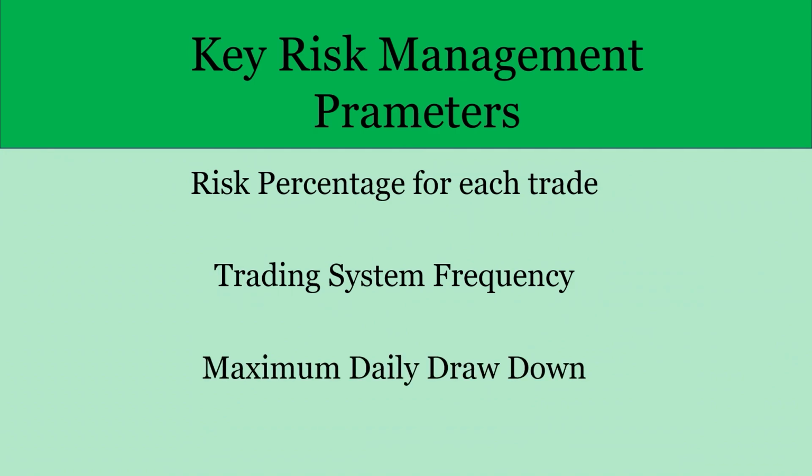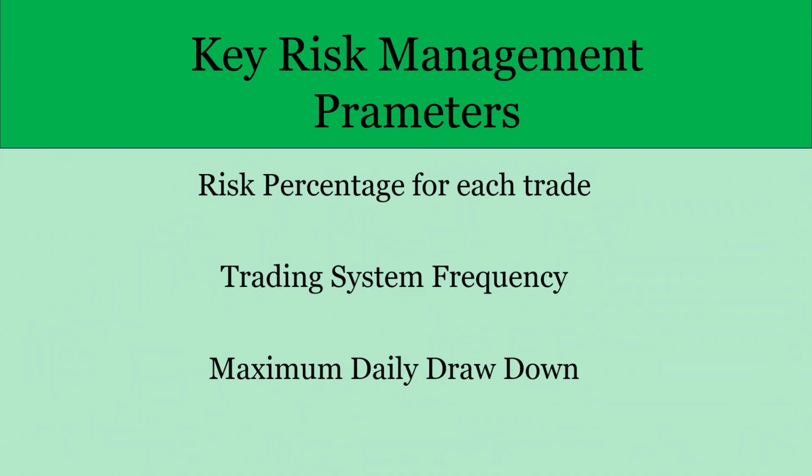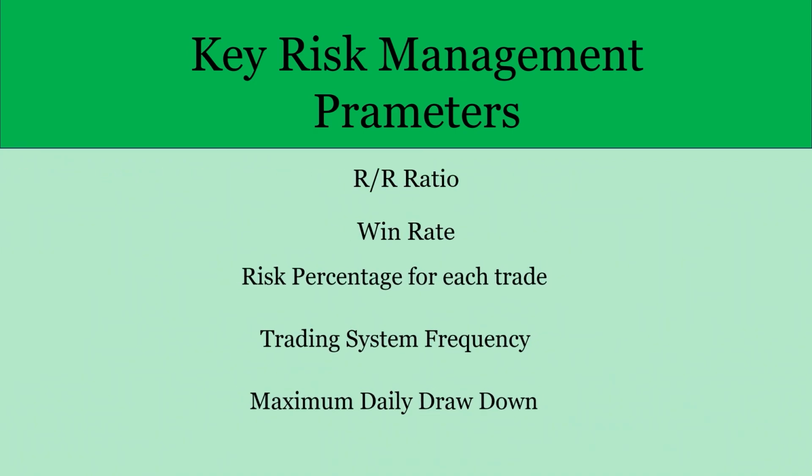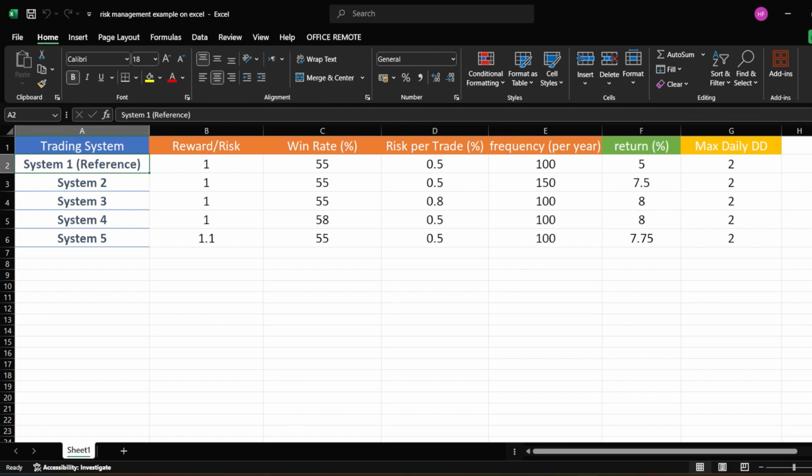The last one is the maximum daily drawdown, which is the maximum allowed difference between the start of the day account balance and the account equity. It might have been set by you or someone else, such as an investor. With the help of these 5 parameters, we can develop a proper risk management system. Let's jump into Microsoft Excel. I'd like to show you an example. So here we have 5 trading systems and system 1 as our reference system. It has a reward to risk ratio of 1, win rate of 55%, risk per trade of only 0.5%, and it gives us 100 trades per year.